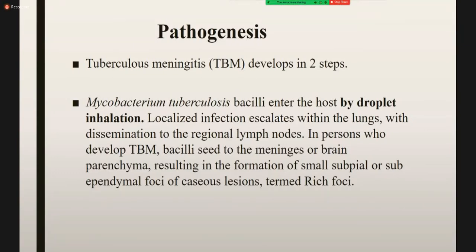Tuberculous meningitis develops in 2 steps. First, when Mycobacterium tuberculosis bacilli enter the host by droplet inhalation, a localized infection develops within the lungs, which disseminates to the regional lymph nodes. In persons who develop TBM, bacilli seed to the meninges and brain parenchyma by the hematogenous route, resulting in the formation of small subpial or subependymal foci of caseous lesions, which are termed Rich foci.